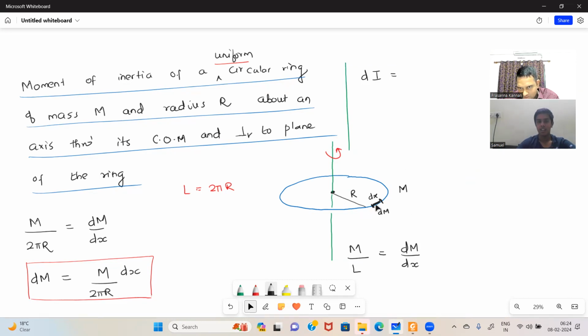Small amount of moment of inertia created by this part, small mass. What is moment of inertia? When I say moment of inertia, what should come into your mind? Come on, what comes to your mind? I is equal to R omega. That's the formula.